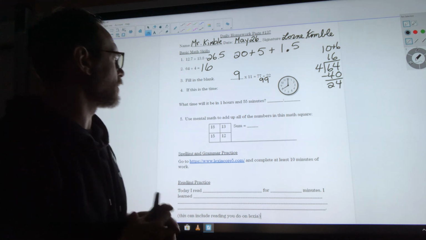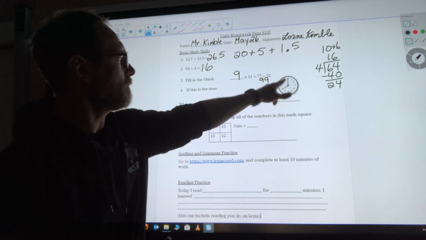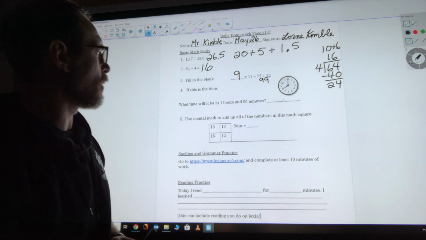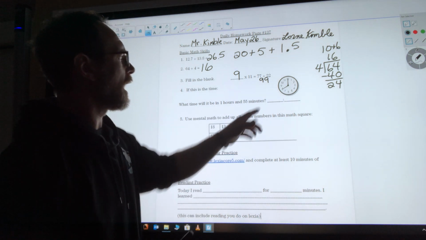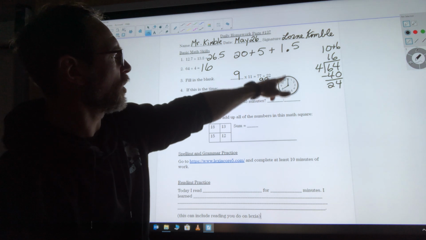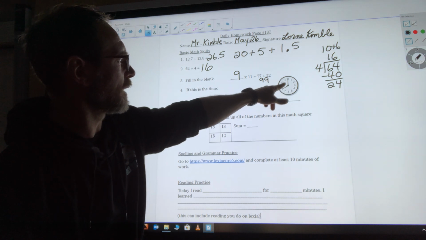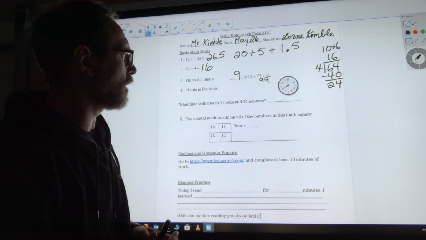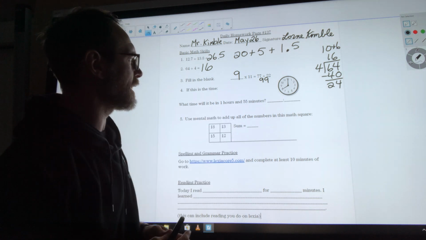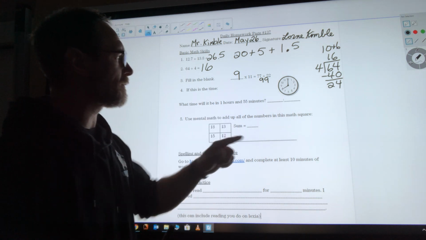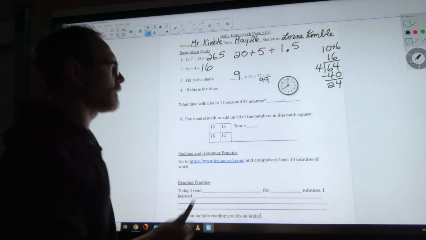I have a time question for you guys here. If this is the time, what time will it be in 1 hour and 55 minutes? So I have 8 o'clock right here, because the shorthand is pointing at the 8, the longhand is pointing at the 12. So an hour after 8 o'clock would be 9 o'clock, and 55 minutes after that would be 9:55.